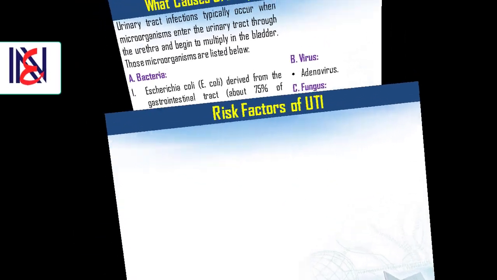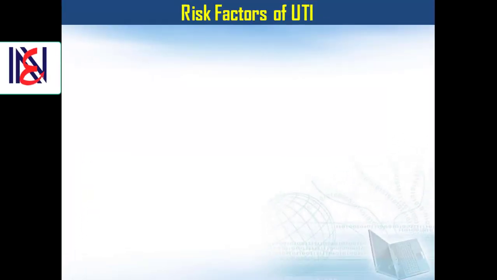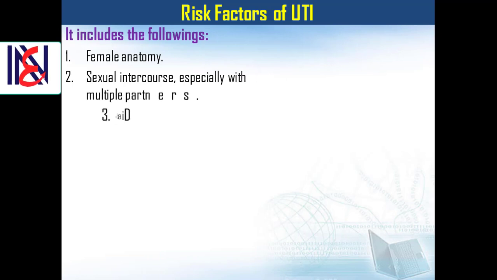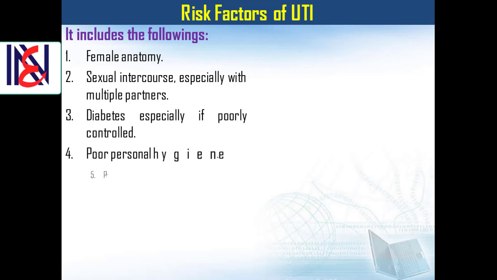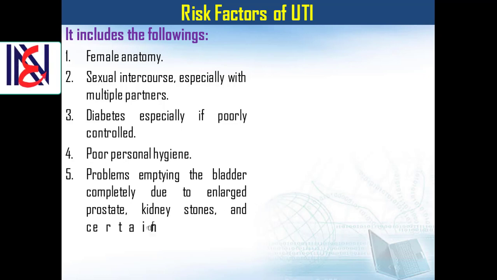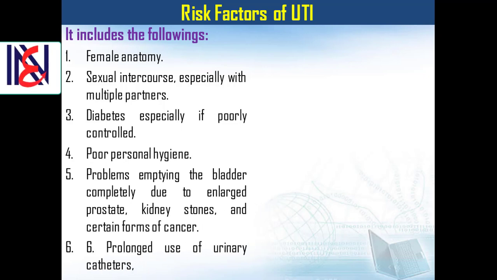Risk factors of urinary tract infection. It includes the followings. 1. Female anatomy. 2. Sexual intercourse, especially with multiple partners. 3. Diabetes, especially if poorly controlled. 4. Poor personal hygiene. 5. Problems emptying the bladder completely due to enlarged prostate, kidney stones, and certain forms of cancer.